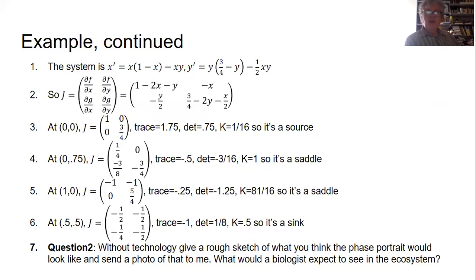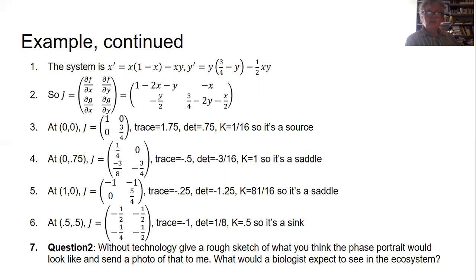So we figure out the trace, that's positive. The determinant is positive. The discriminant is positive. So it's a source. At 0, 3 quarters, there is your Jacobian. You can see straight away that it's a saddle, right? Because you can read the eigenvalues off the diagonal, and the eigenvalues are 1 quarter and minus 3 quarters. They're of opposite sign. You can also see that the determinant is negative. So it's a saddle.